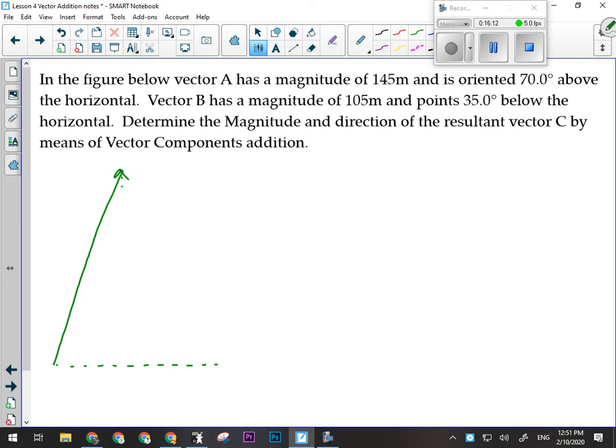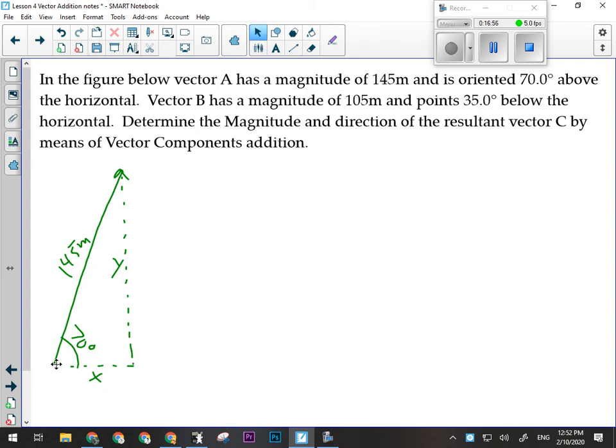I drew way more line than I actually needed there. So this angle here is 70 degrees above the horizontal, and this line is 145 meters long. This dotted line here is the y component, or the vertical component, of that 145 meter long vector. And this side is its horizontal, or x component. So when I start out drawing these, I want to put in all the pieces. Put in what I was given, the actual vector, and show its vertical and horizontal parts along with the angle.